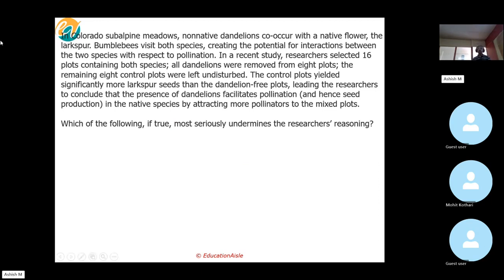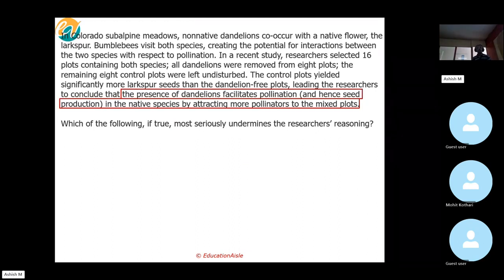Okay. Undermines the researcher's reasoning. What is the researcher's reasoning? Obviously, this is the researcher's reasoning: that presence of dandelions facilitates pollination and hence seed production in the native species by attracting more pollinators to the mixed plots. Difficult argument to comprehend.